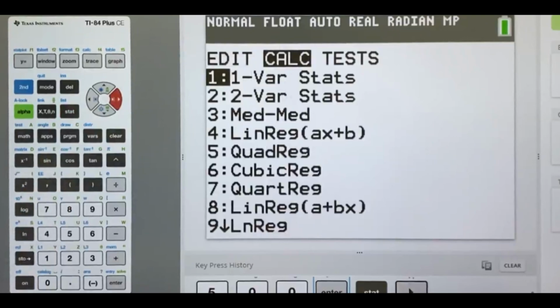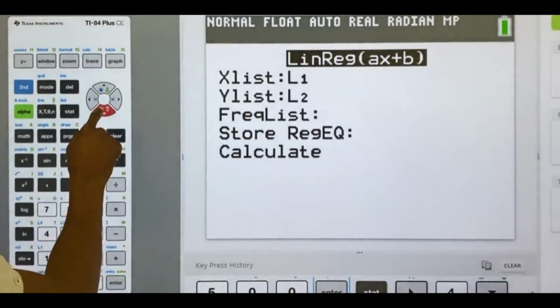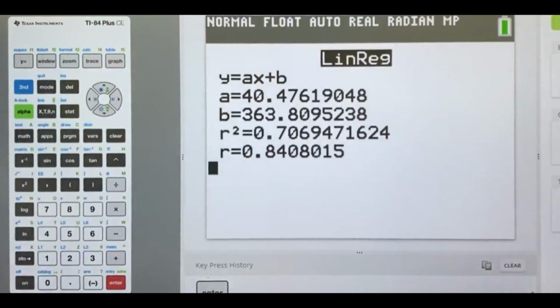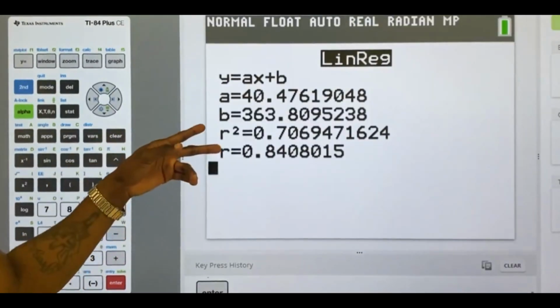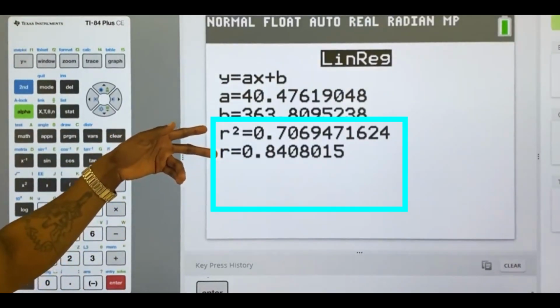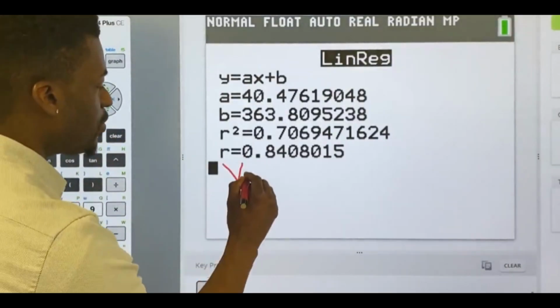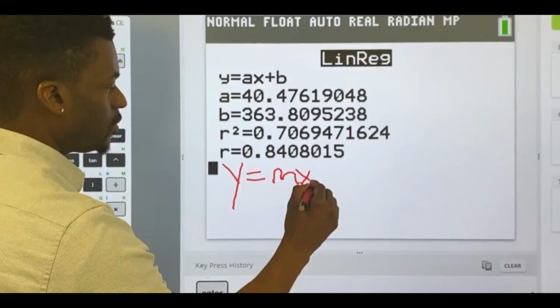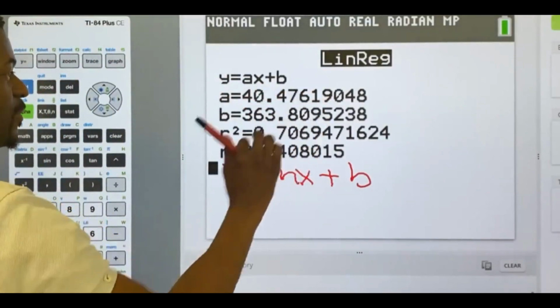Over to calc. Go down to 4, which is the linear regression. Go down to calculate. Enter. All right. Now, the reason why you turn the diagnostic on is because they're going to give you these two numbers as well. That comes later in the question. But right now, in y equals mx plus b form. All right. What's my equation using this information?